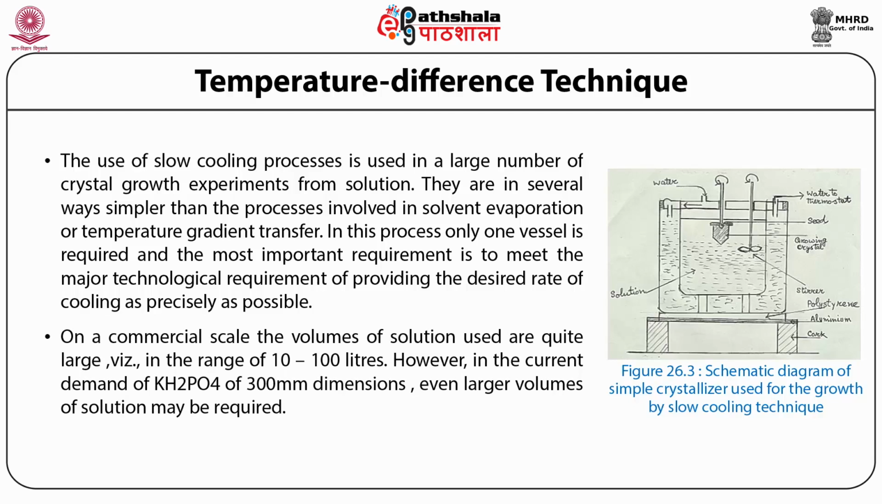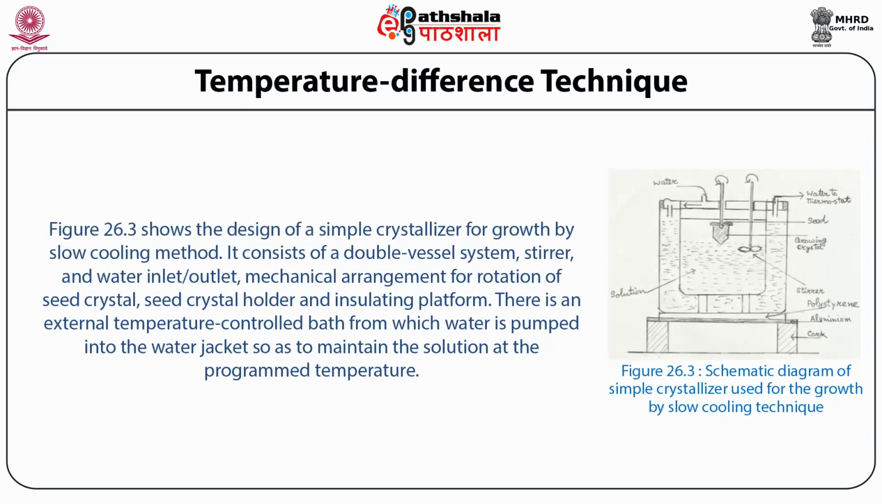On a commercial scale, the volumes of solution used are quite large, namely in the range of 10 to 100 liters. However, in view of the current demand of KH2PO4 crystals of large dimensions, even larger volumes of solution may be required. Figure 26.3 shows the design of a simple crystallizer for growth by the slow cooling method.